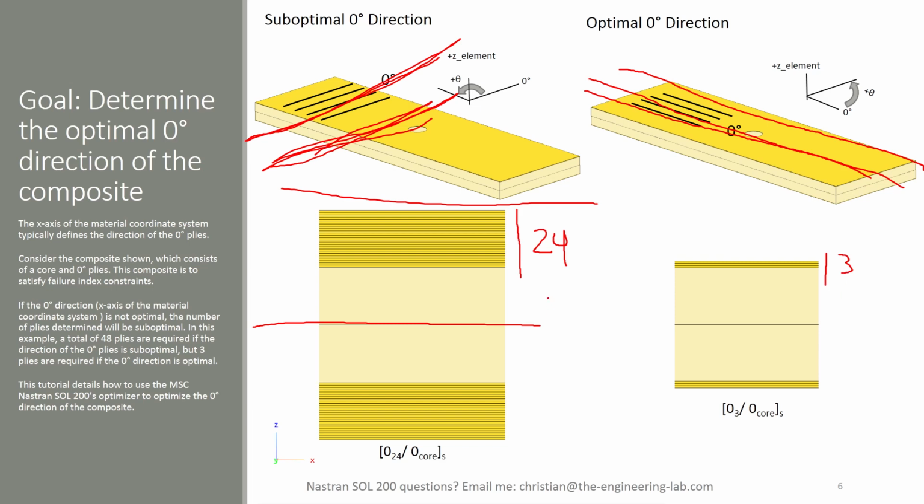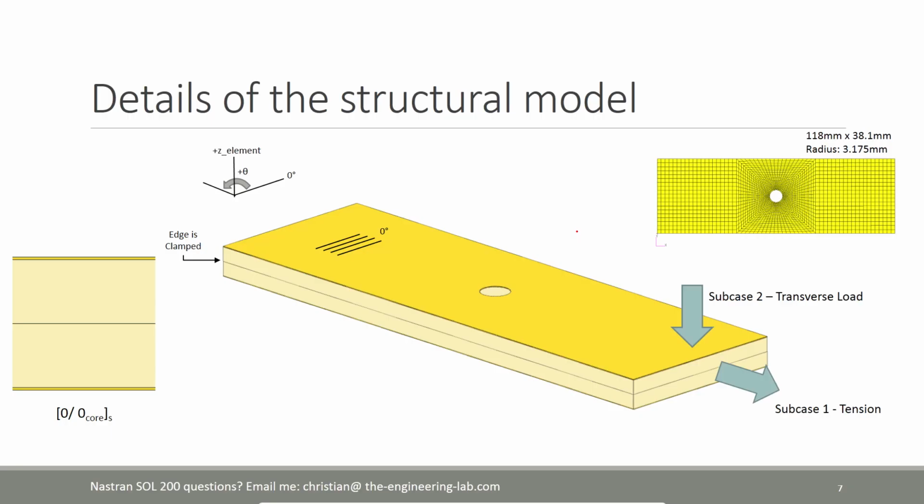So you find that if you're dealing with a suboptimal direction for the 0-degree plies, you will need significantly more plies to handle the load. Whereas if you have gone and taken the time to optimize the 0-degree direction, you'll actually need fewer plies. So this is the motivation: we want to optimize the direction of the 0-degree plies.